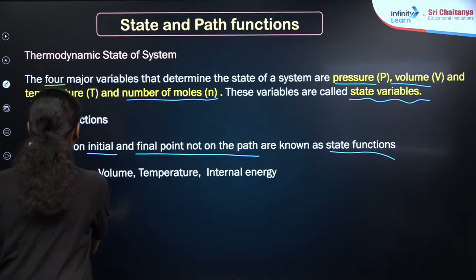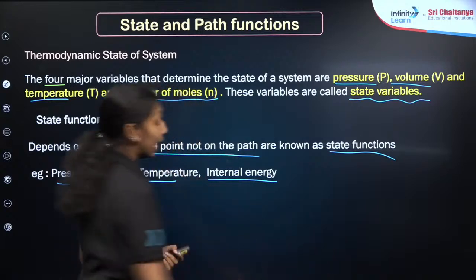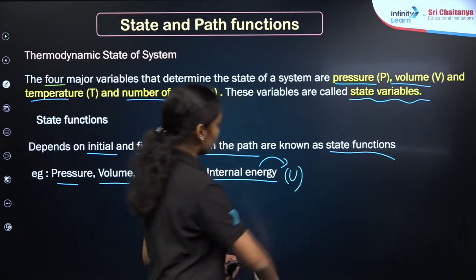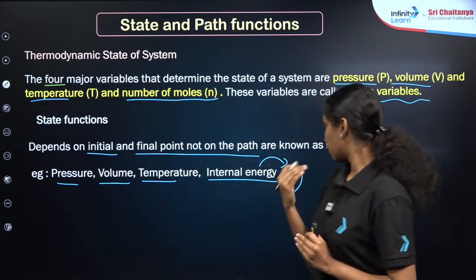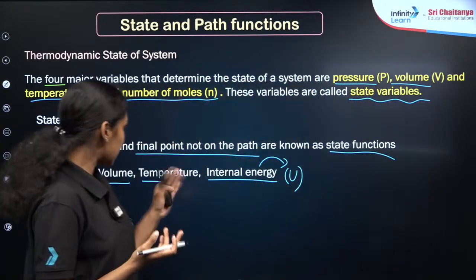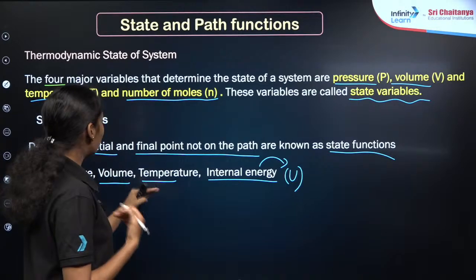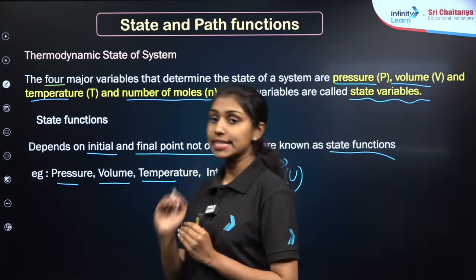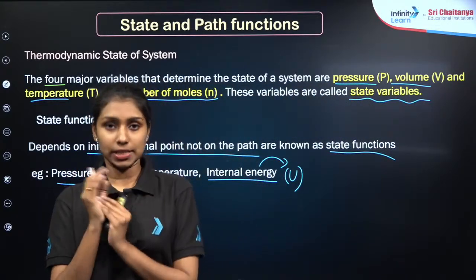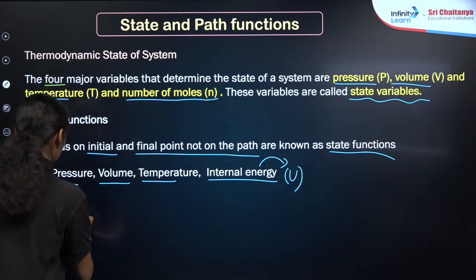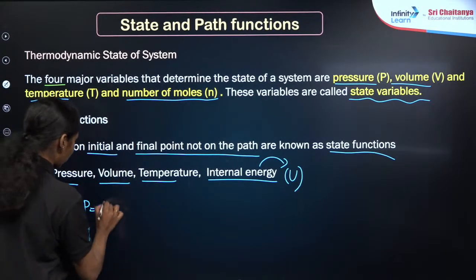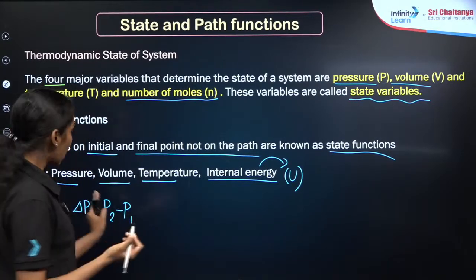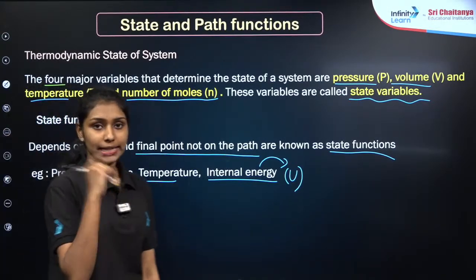For example, pressure, volume, temperature, or internal energy, which will be studied in detail in the next session. It is described as U, a type of energy, and you will learn about it from the next session onwards. In the case of pressure, if the initial and final states of pressure are given, you can find the change in pressure. Delta P is equal to P2, the final pressure, minus P1, the initial pressure, which means final minus initial state.